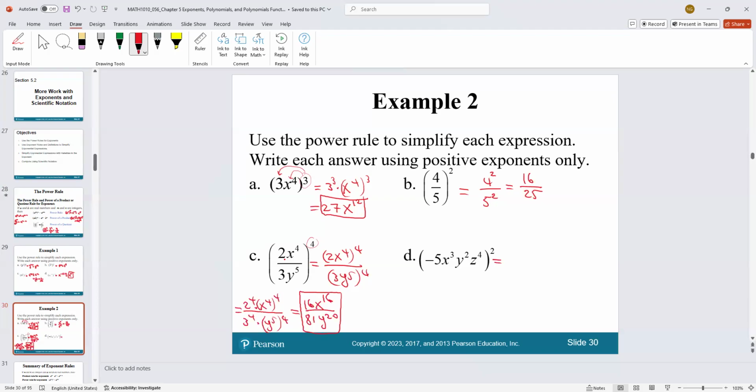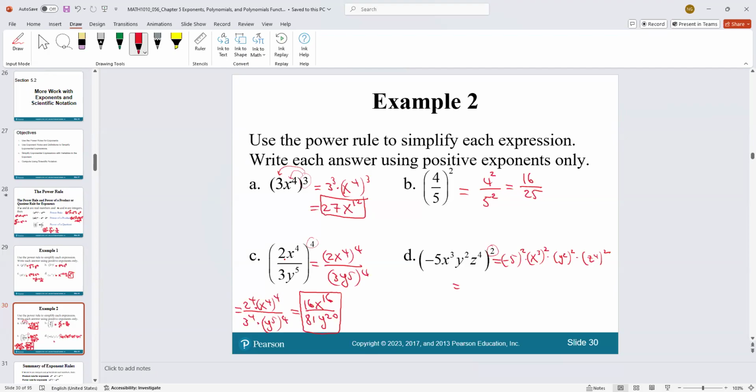If we go with D, remember that exponent is for every term in this parenthesis. The first thing is to make sure we distribute it with -5. We distribute it with x power 3. We distribute it with y power 2. We distribute it with z power 4 power 2.